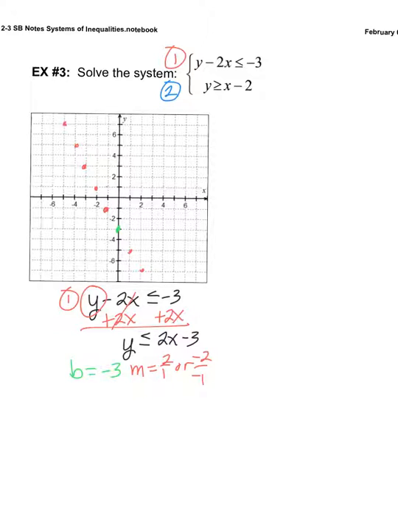Okay, so then I am going to connect this with a solid line because it equals 2, and I'm going to graph below or shade below. So solid and below.